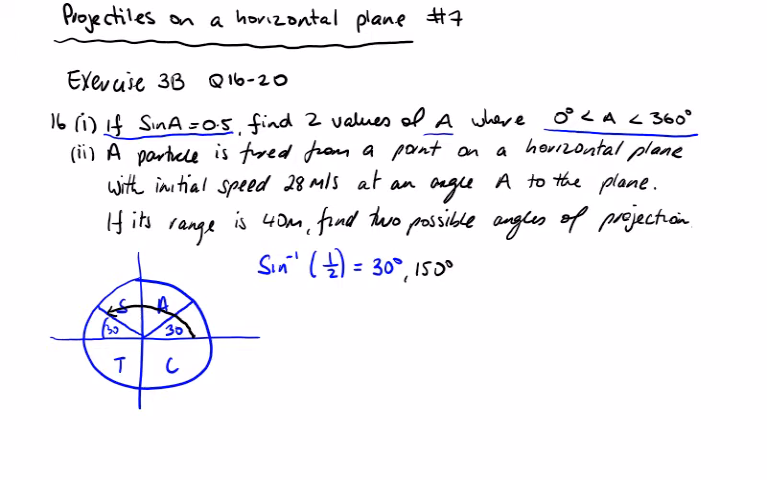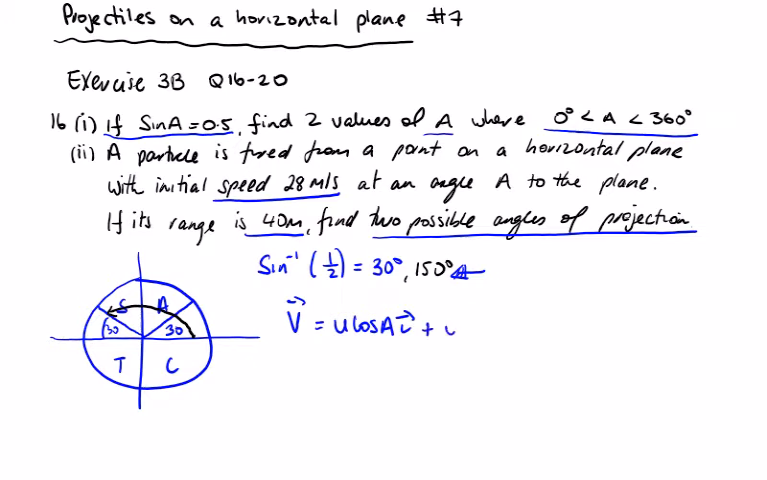In part B, we're told a particle is fired from a point on a horizontal plane with initial speed 28 at an angle A to the plane. If its range is 40, find two possible angles of projection, similar to what we had in part 1. There's two possible angles. So my vector of u cos of the angle of projection times i plus u times the sine of the angle times j is equal to 28 cos A in the i direction plus 28 sine A in the j direction.